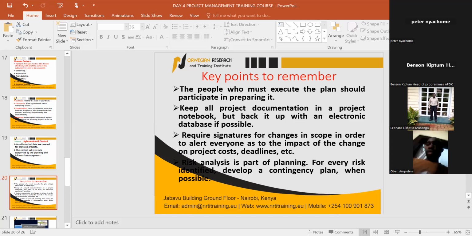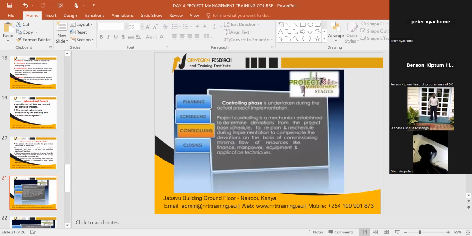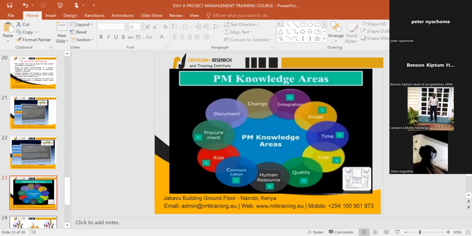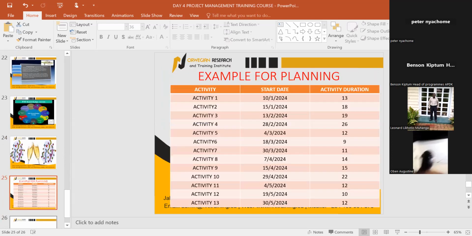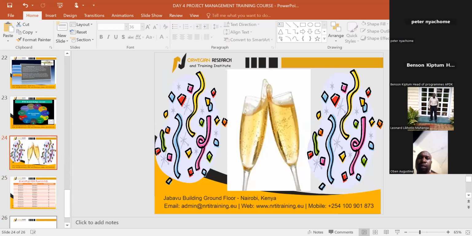Risk analysis is part of planning. For every risk identified, please develop a contingency plan, when possible, on how you can address it. So from that point, I think we can simply come to the celebration. This is the celebration of the success of our project. So we normally celebrate what exactly we have delivered during close-up.